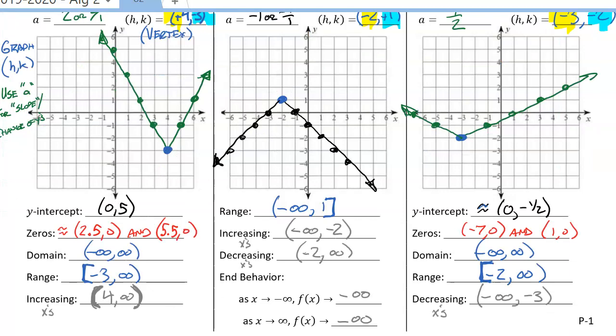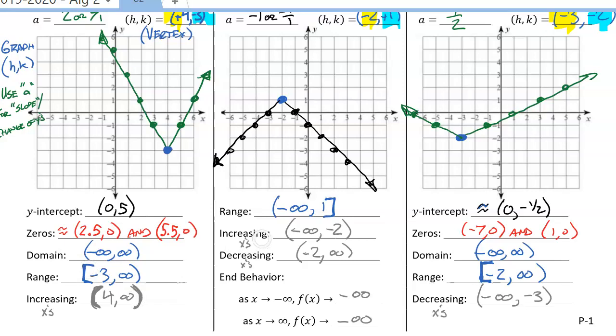Here is all the key information. A couple things to note. My zeros, sometimes we have to approximate them. Here I needed to continue my graph over a little bit more to get -7, 0. Domain in each of these was -infinity to +infinity. Range, again, how far down to how far up the graph goes. We use a hard bracket.